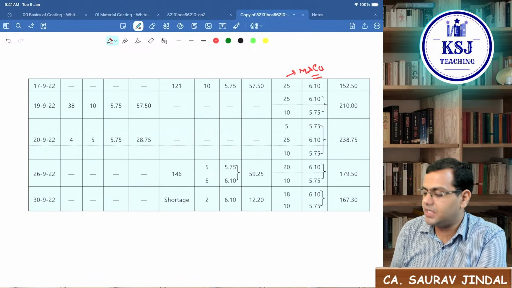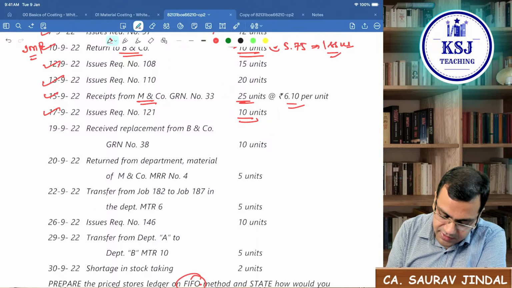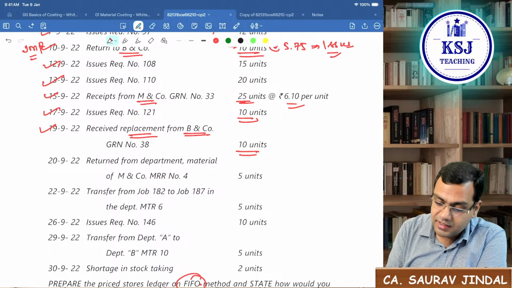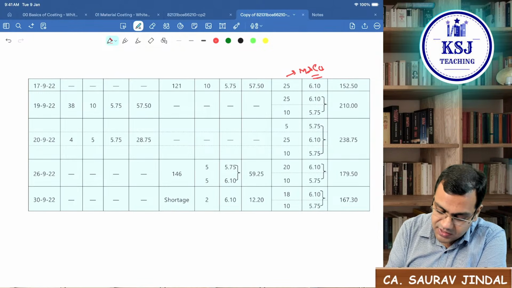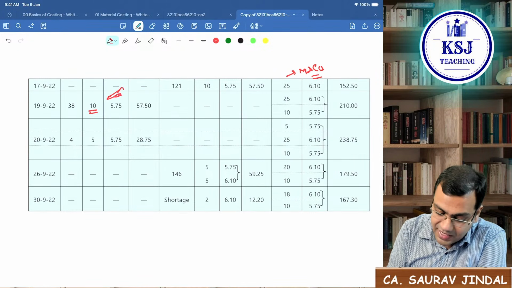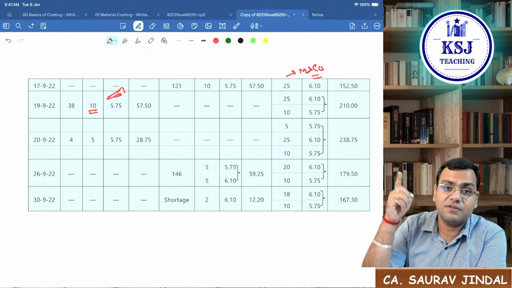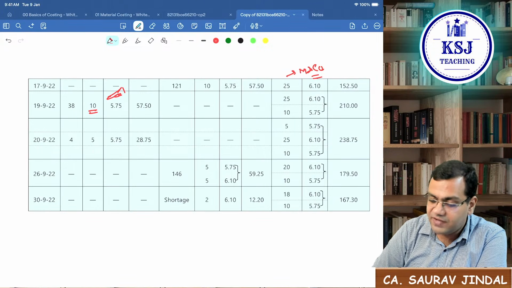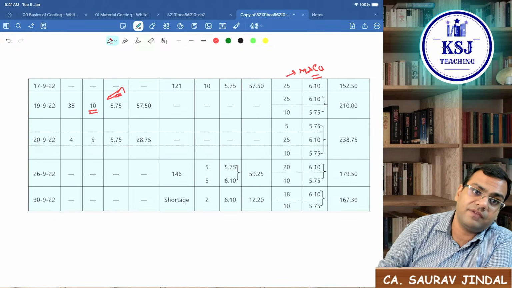This is M and Company stock. Next transaction, received the replacement from B and Company 10 units. So we have received 10 units. At what rate you will receive? Be very careful. You will receive it at the original rate, that is 5.75. So what you are having now is 25 units at 6.10 and 10 units at 5.75.